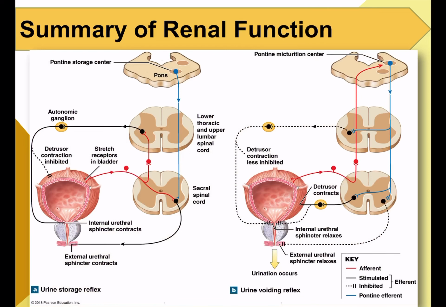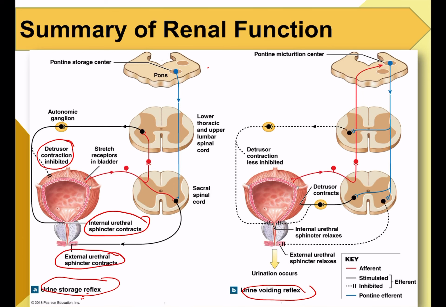Okay, so this is illustrating all that stuff about whether you're trying to store urine or you're trying to pee. When you're trying to store urine, your detrusor contraction is inhibited, whereas your internal and external urethral sphincters contract. If you're trying to pee, your detrusor muscle contraction needs to happen, and your detrusor muscle contracts, and then those sphincters need to relax in order to allow pee to come out.